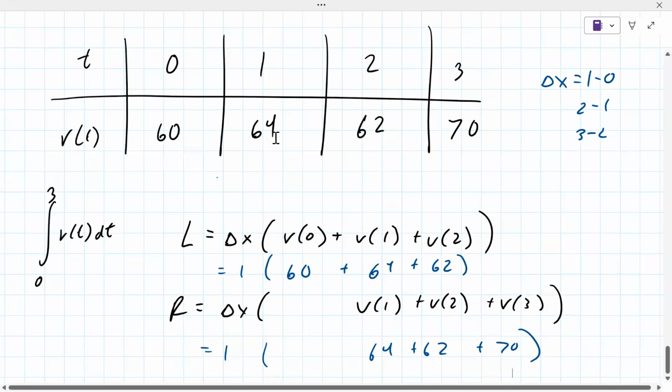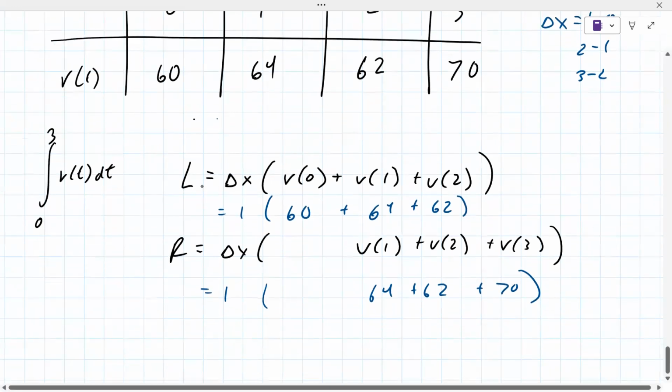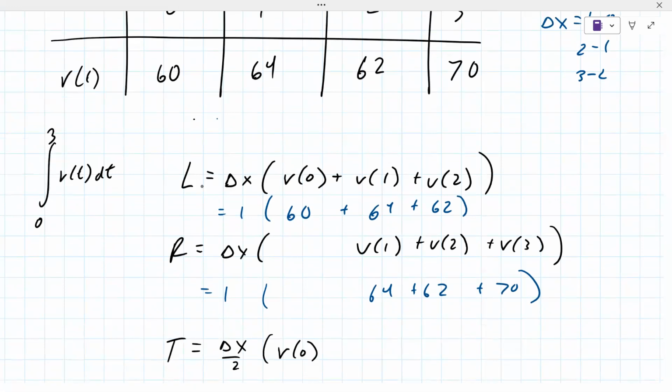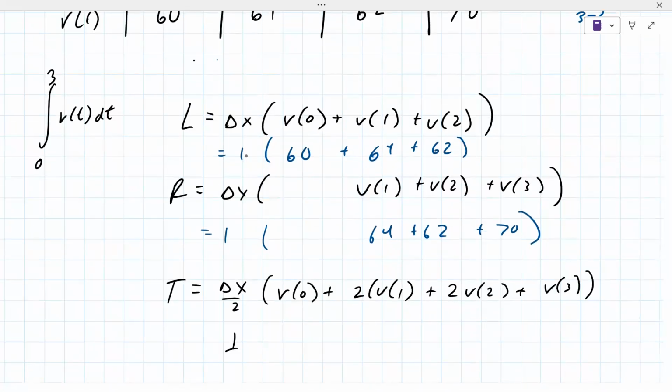And you could be asked to do a trapezoid, but not a midpoint because you don't have the midpoints. The trapezoid would be delta x over 2 times V of 0 plus 2 times V of 1 plus 2 times V of 2 plus V of 3. I'm running out of room here, but it'd be 1/2 times 60 plus 64 plus 62 plus 70, but you have 2 times that one and 2 times that one to consider. Okay, that makes sense.